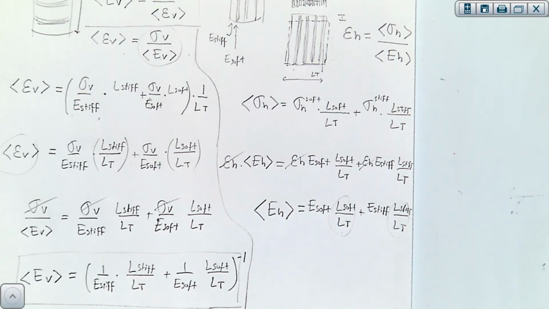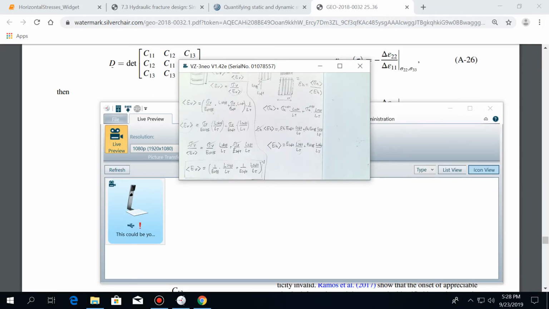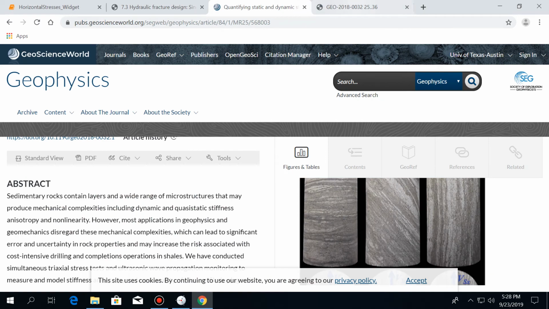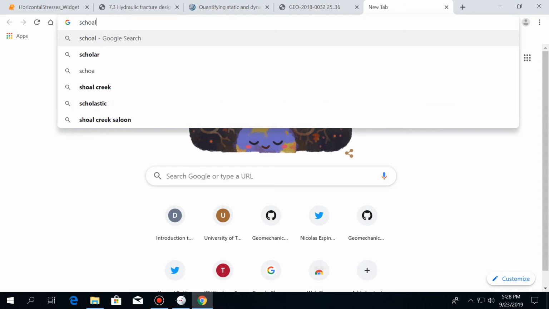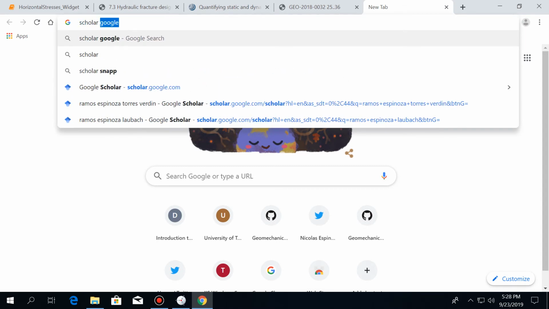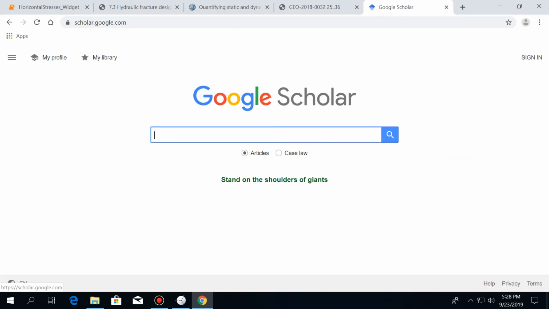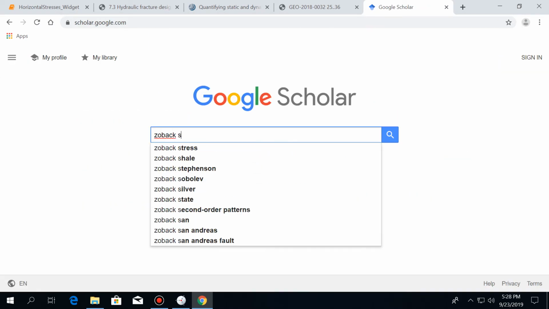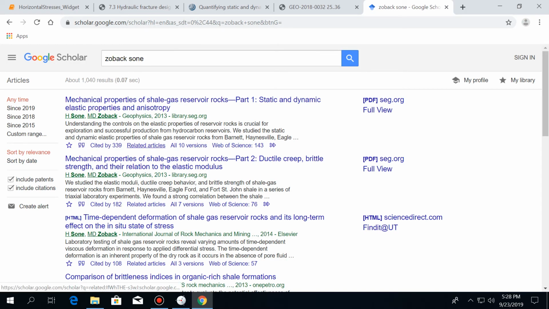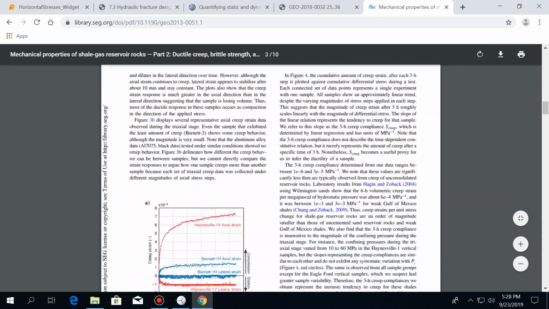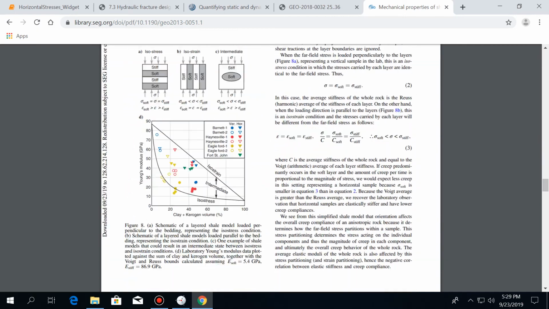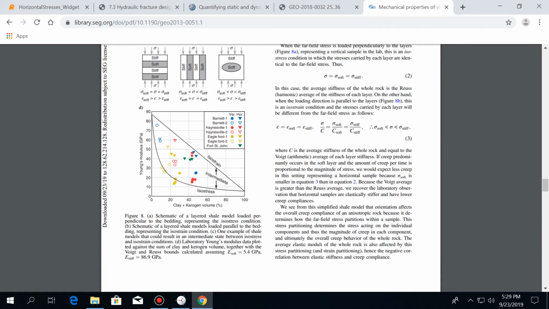So let me tell you now why this is important and how these equations come into the picture. Let me find this other paper that shows that very clearly, and also shows it in an application for shales. I hope this is the paper. All right, this is what we were seeing.